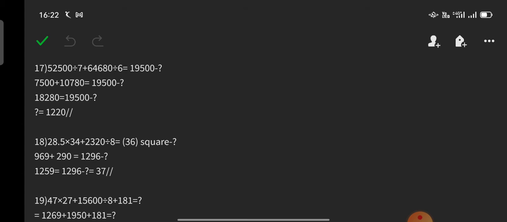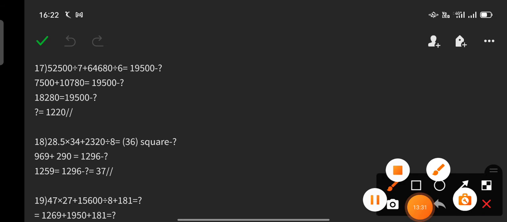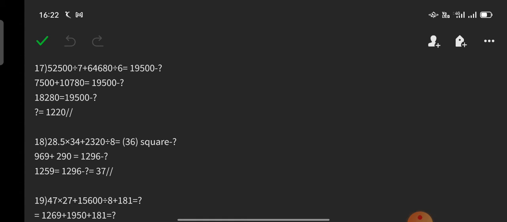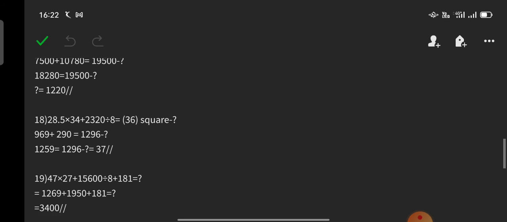52,500 divided by 7 plus 64,680 divided by 6 equals 19,500 minus question mark. So this you have to do, remember, by applying the BODMAS rule. Simplifications, wherever you are doing simplifications, you have to calculate using the BODMAS rule. 7,500 plus 10,780 equals, okay.